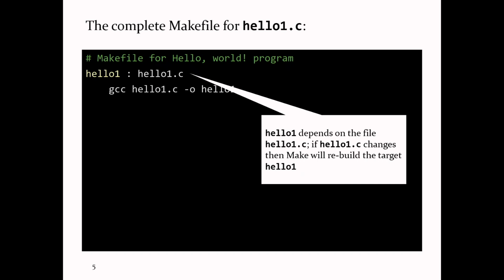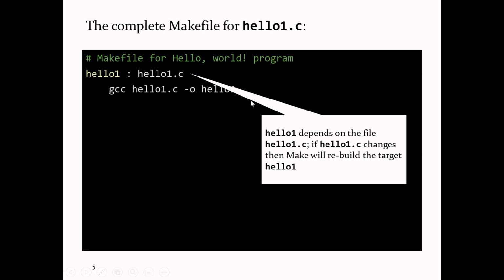Now this is the cool thing about make. If you change hello1.c, so if I edit it and save it again, and then rerun make, it will automatically rebuild the target. Whenever make detects that you have changed one of the prerequisites, make will automatically rebuild the target for you. If you don't change any of the prerequisites and you run make again, make won't do anything. It'll say that the target's already built.